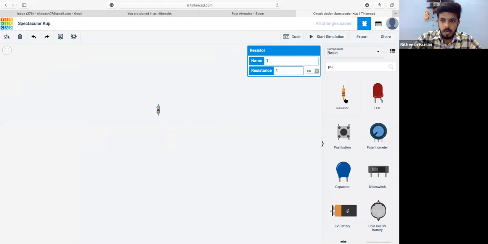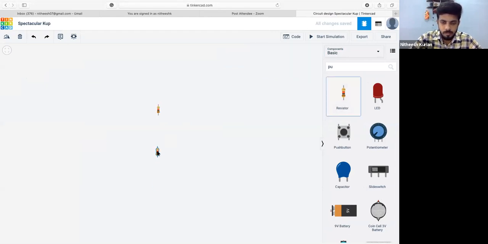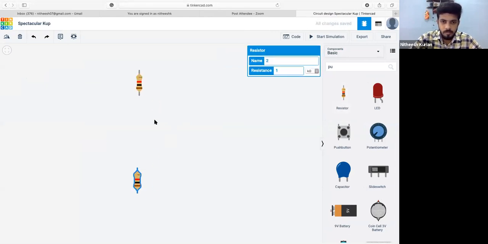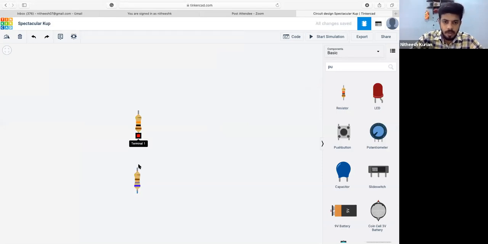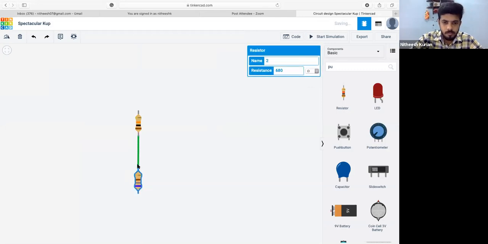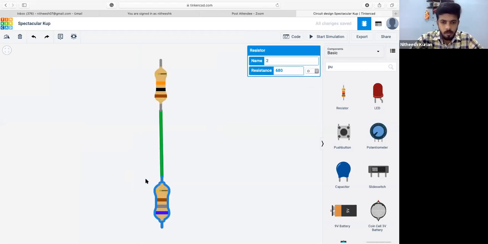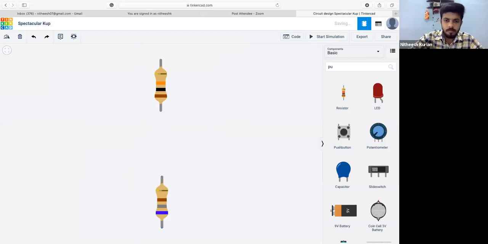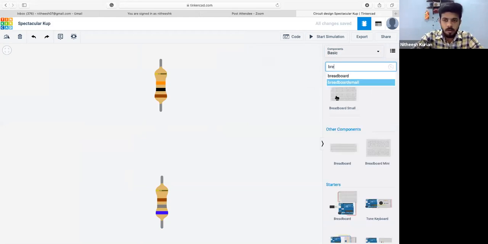So I will take two resistors. Let me take one resistor as 10 kilo ohm and another resistor as 680 ohm, and I am connecting these two together. And let me take a breadboard, then it will be easy.